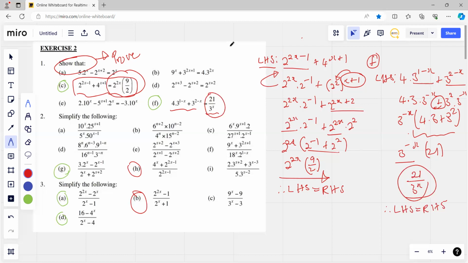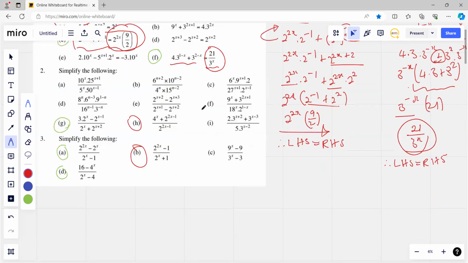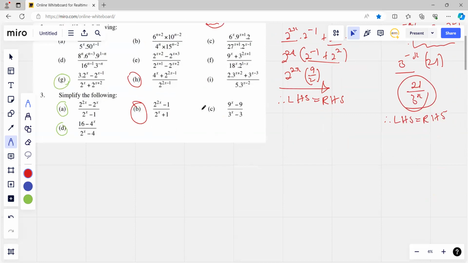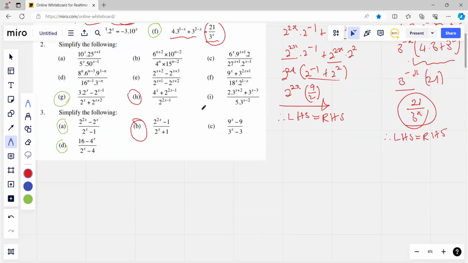Then let's look at question number 2. Here I'm looking at the questions that I think you can find problematic. Then let's look at number G. Number G, we're given 3 multiplied by 2 to the exponent x minus 2 to the exponent x minus 1, divided by 2 to the exponent x plus 2 to the exponent x plus 2.